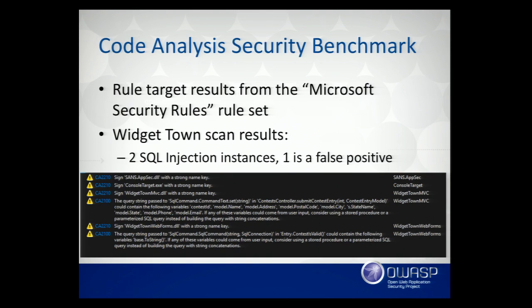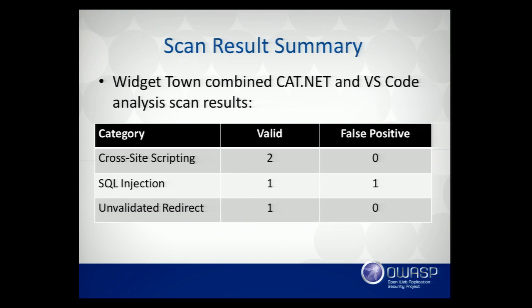So I ran this against WidgetTown, and I found two more issues. You'll notice at the top it's complaining about strong name keys on all the DLLs, which you can just ignore. That's a waste of time, at least from a security perspective. But we do have two SQL injection instances identified. One of them is a true positive, one of them is a false positive. So I ran our two options for .NET right now that are free and easily available, and here's what we got. Two cross-site scripting, one SQL injection with one false positive, and one unvalidated redirect.